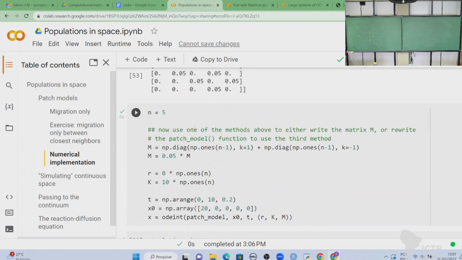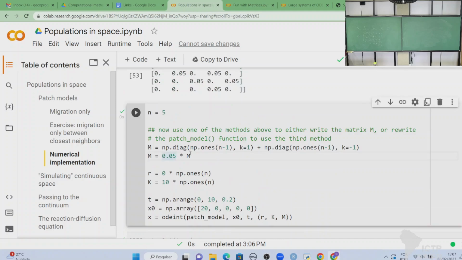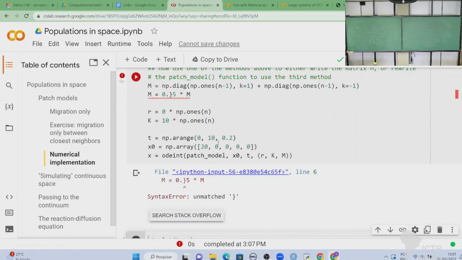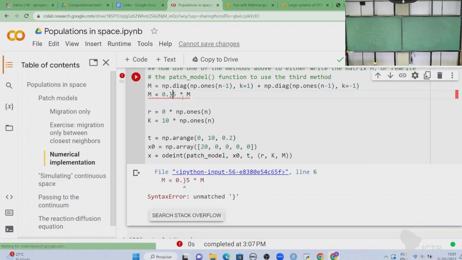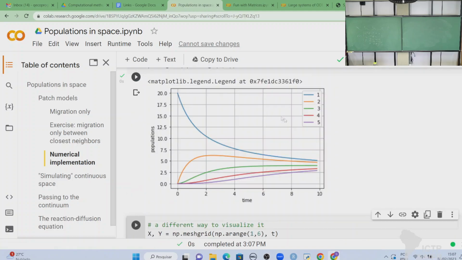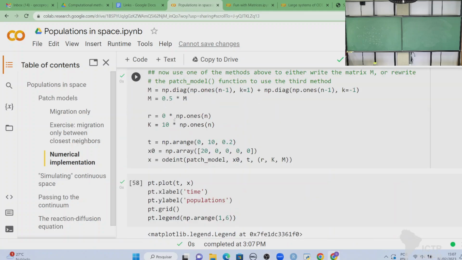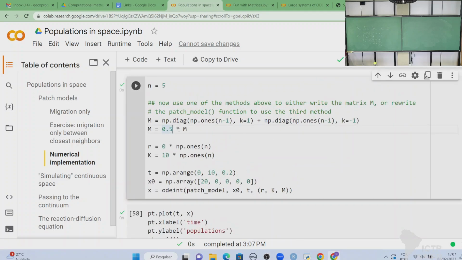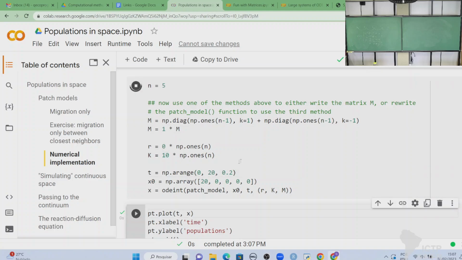and let me put a larger rate here. Oh no, let's use 1 here. Sorry. Maybe I need a larger time. Yeah. So.